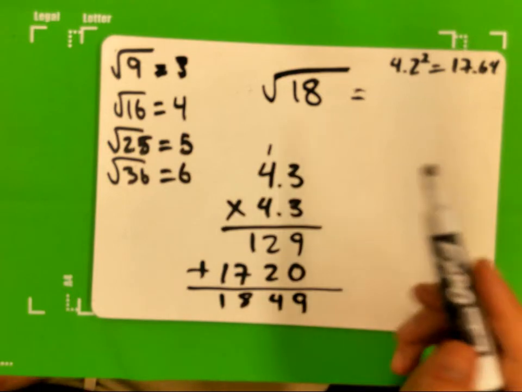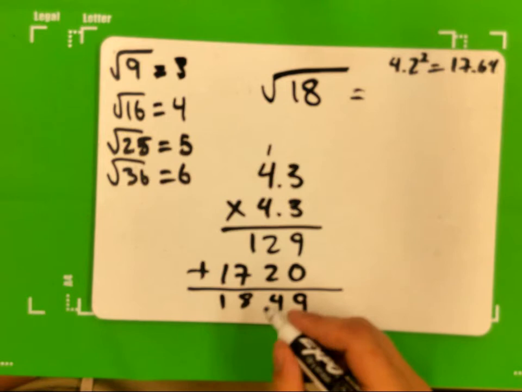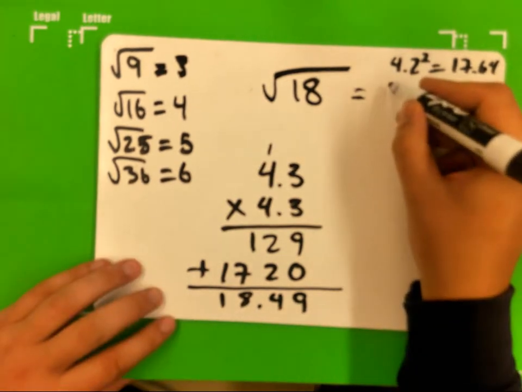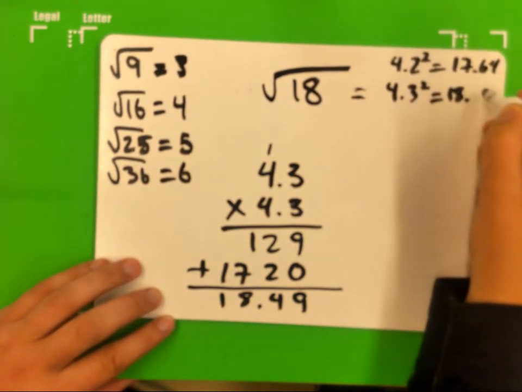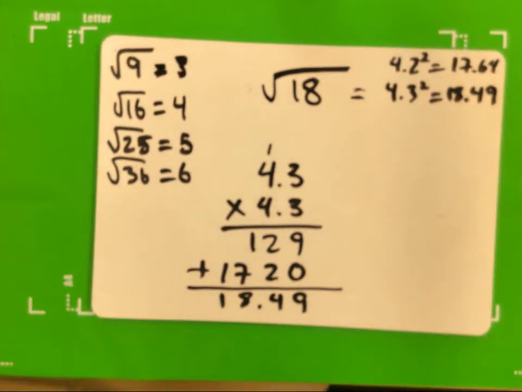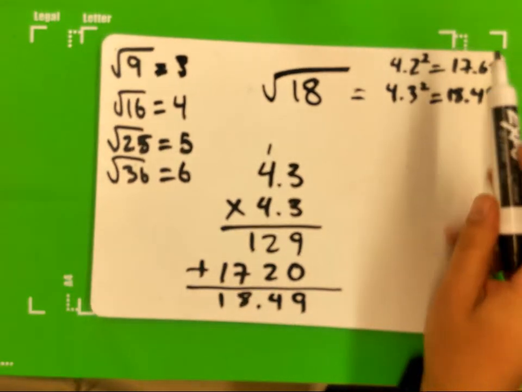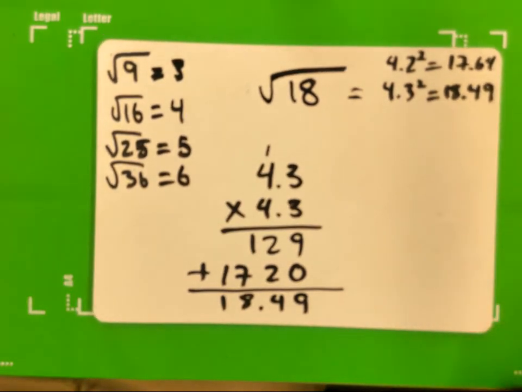Again, we need to put in our decimal, and we still have 2 numbers after the decimal place, so we have to have 2 numbers in our answer after the decimal place. So it's 18.49. So 4.3 squared equals 18.49. Now, they're both off by a little bit. This one is above by 0.49, and this one is below by 0.36. So actually, if we took 4.25, I would say it would be very close. So I'm actually going to do it.